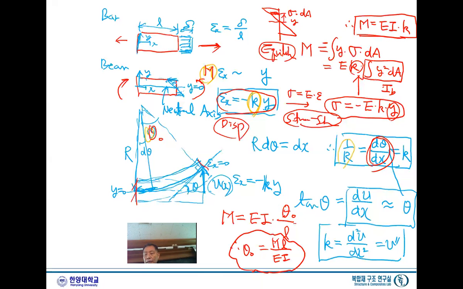Exactly the same. Force, length, and material property, E instead of G. Instead of IP, polar moment of inertia, we have a bending moment of inertia. Right? Okay. So this is the first step of beam theory. There is a second step, which I will explain, but this is the first step.